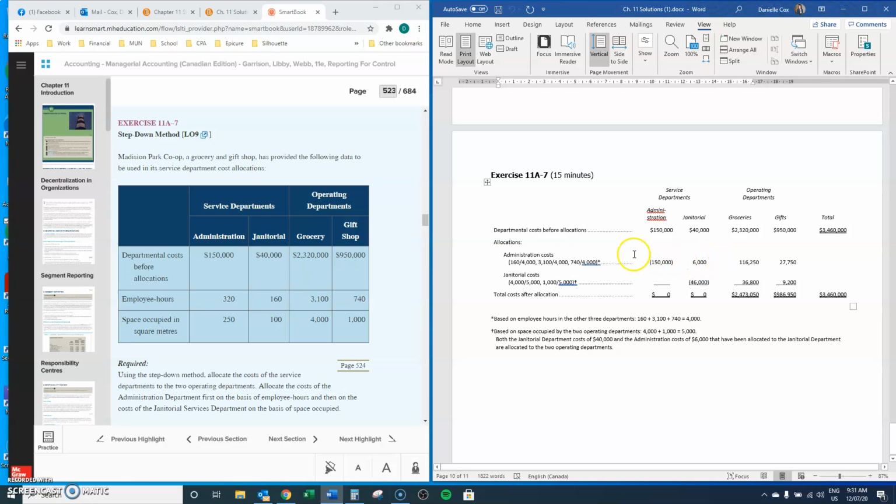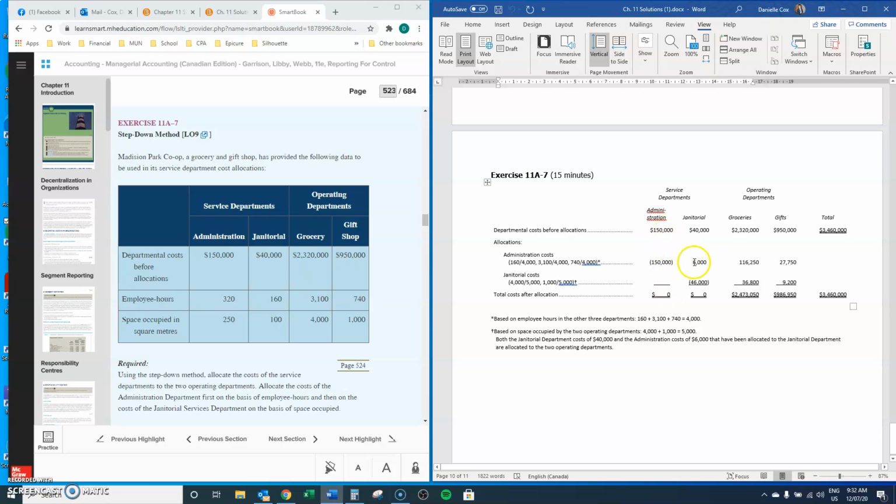Then we move on to janitorial, and we need to allocate the 40,000 plus the 6,000 now, because they got allocated 6,000 of administration costs. But we're allocating that based on space. The two remaining departments are grocery and gift shop, because we don't go backwards. This one gets allocated out, then this one gets allocated out. We don't allocate janitorial to administrative. You start here and allocate, and once it's allocated out to 0, you go to the next one. That's why it's called step down. You don't go backwards and reallocate, otherwise you would be at it forever.